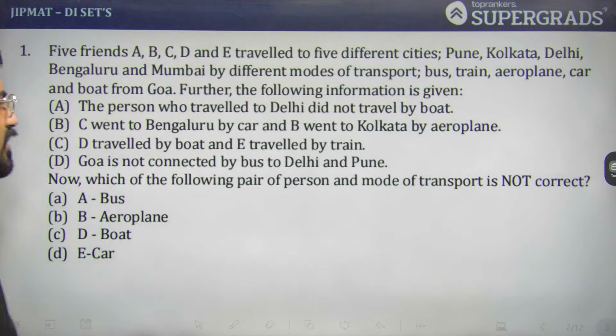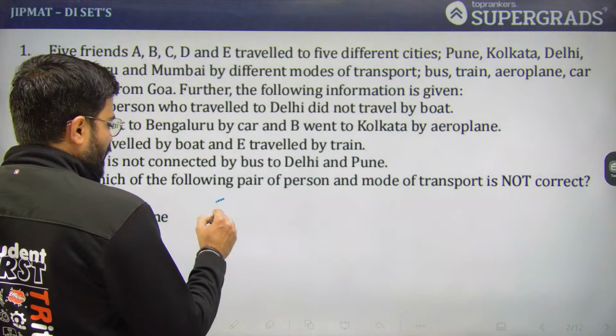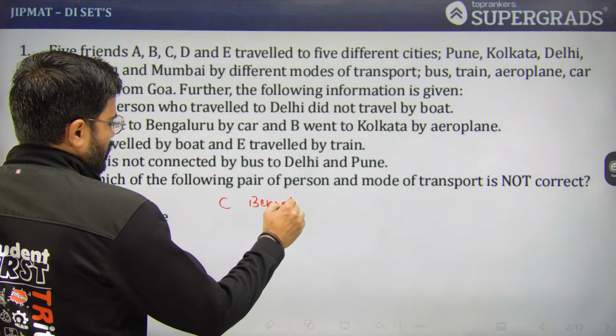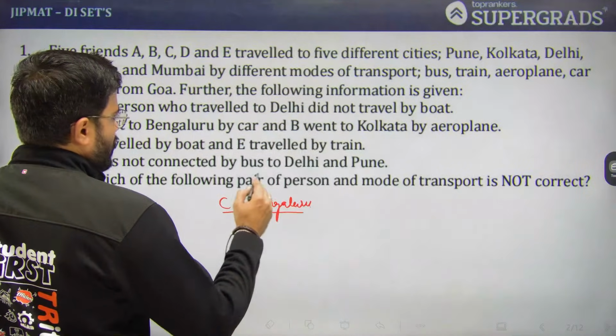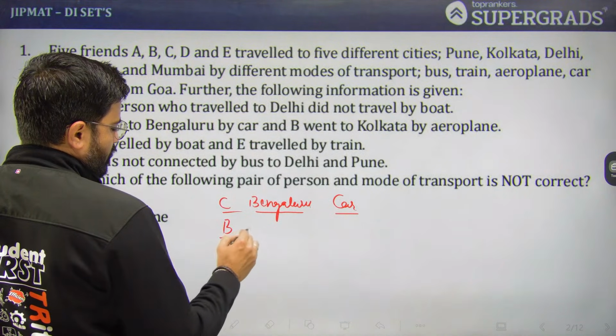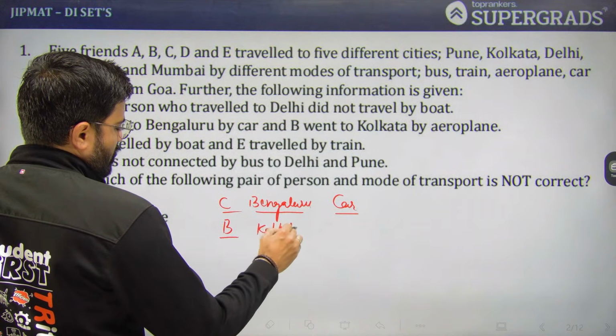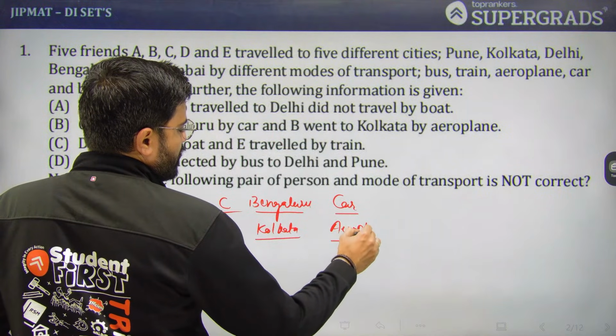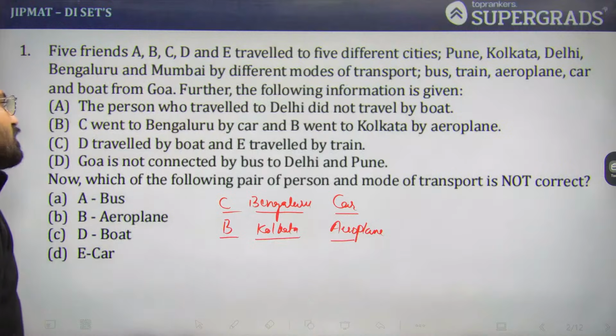So this is direct. So I can use point number B. C went to Bangalore by car and B went to Kolkata by aeroplane. So in such type of sets, what do we use? We fix the information first. The person who traveled to Delhi did not travel by boat. So this is a negative information. That is why we have ignored it and will be using it towards the last.